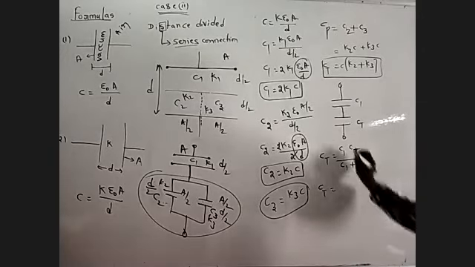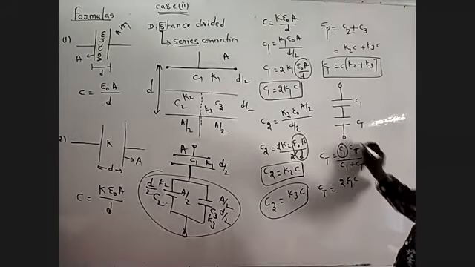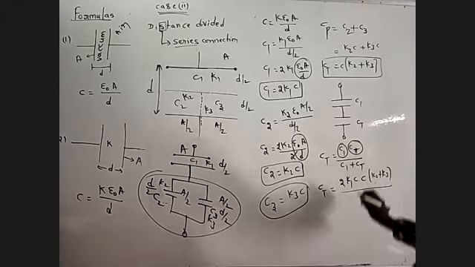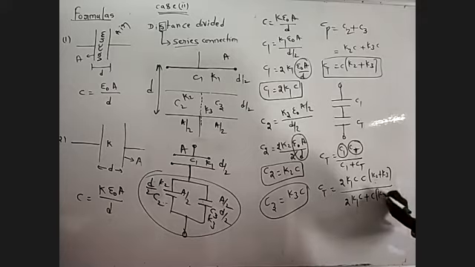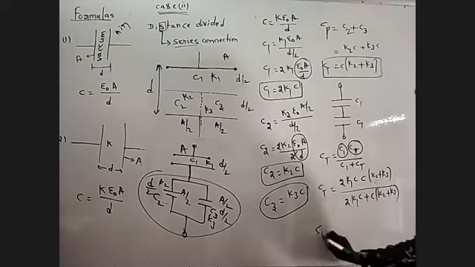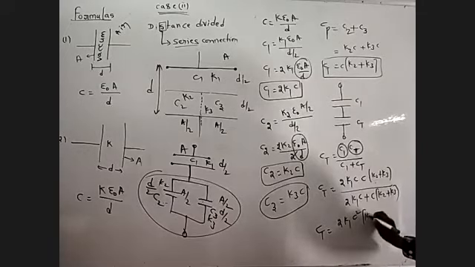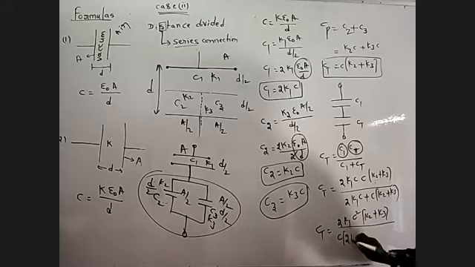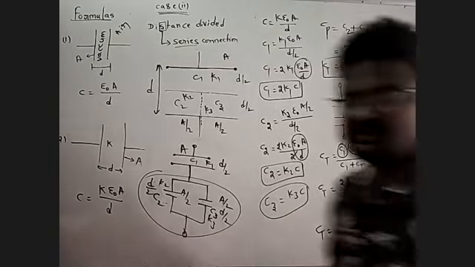C1 is 2 K1 C, and the parallel combination is C times K2 plus K3. So C total equals 2 K1 C times C times K2 plus K3, divided by 2 K1 C plus C times K2 plus K3. Taking C common, C cancels, and we get C times 2 K1 times K2 plus K3 divided by 2 K1 plus K2 plus K3. That is your answer.